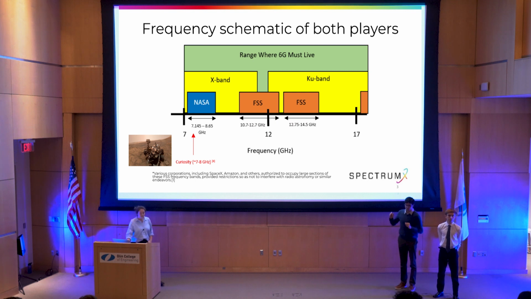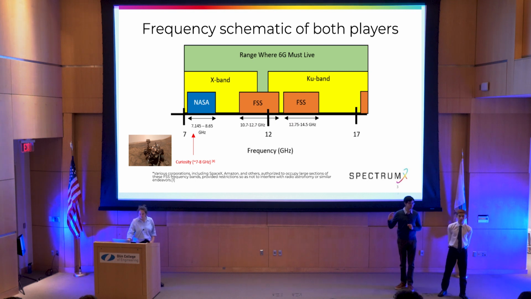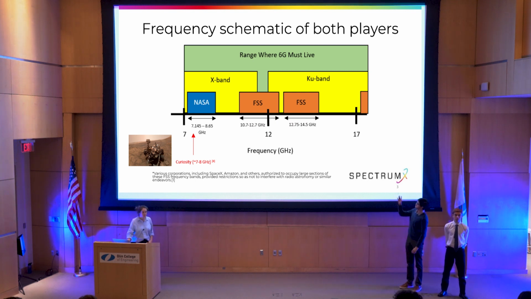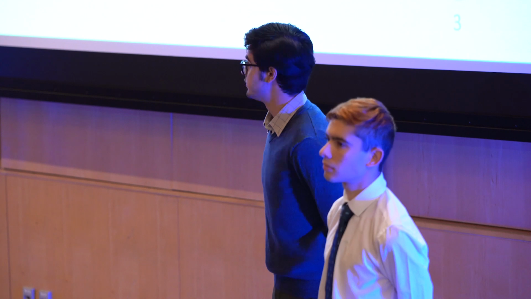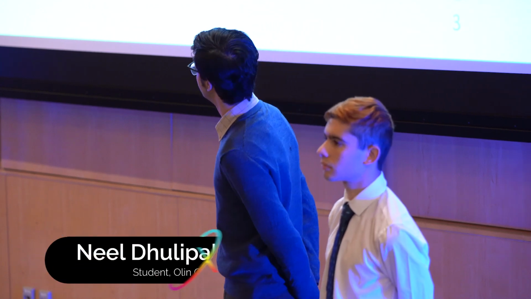So 6G is going to live somewhere between 7 and 20 gigahertz. So this is the range that we are going to be working with. Within this range are two major frequency bands that are used for a variety of applications, the X band and the Ku band. They're used from anywhere from space research to weather broadcasting.